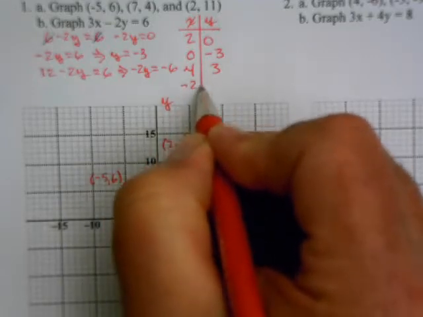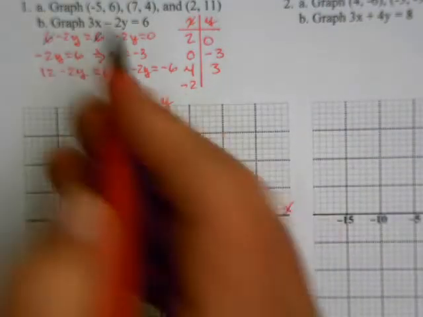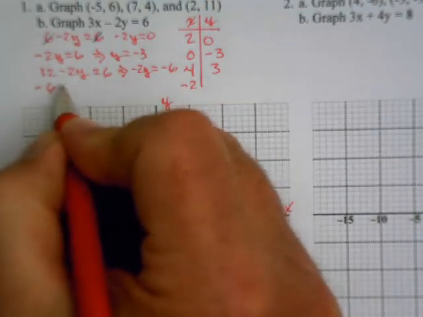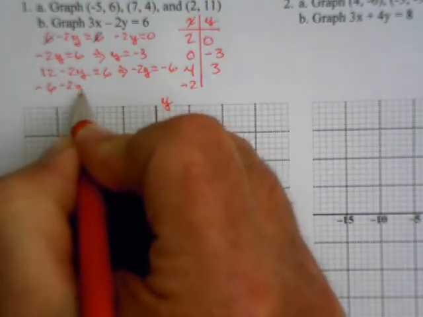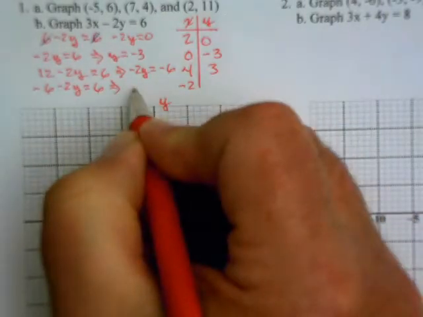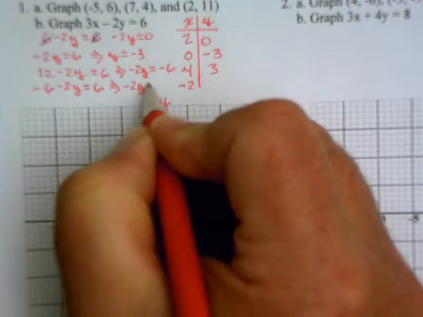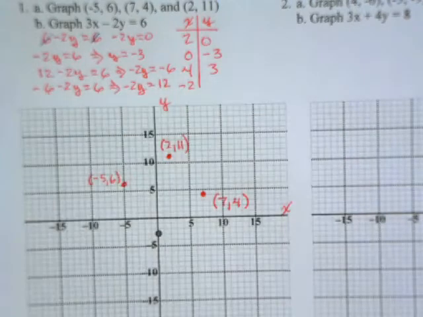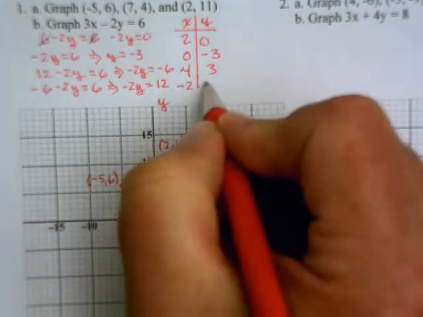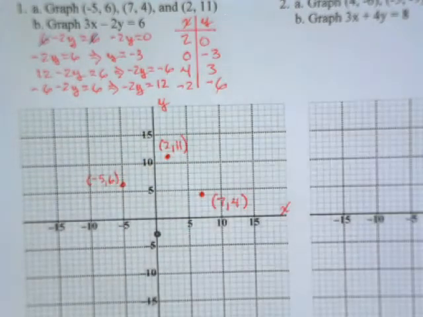And so negative 2 times 3 will give me negative 6. Subtract 2y equals 6. So add the 6 to both sides. Negative 2y equals 12. So then divide by negative 2. I'm going to get a negative 6. Now I can put my points in.